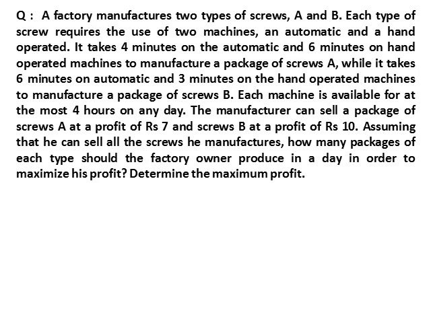The manufacturer can sell a package of screw A at a profit of rupees 7 and screws B at a profit of rupees 10. Assuming that he can sell all the screws he manufactures, how many packages of each type should the factory owner produce in a day in order to maximize his profit?